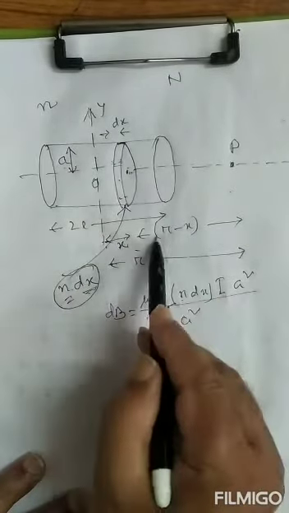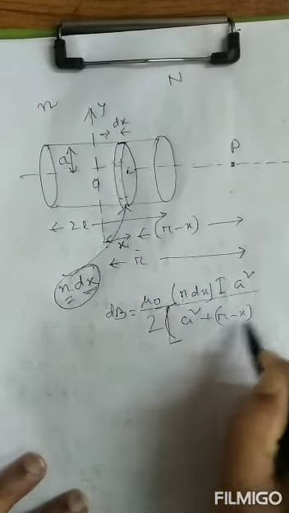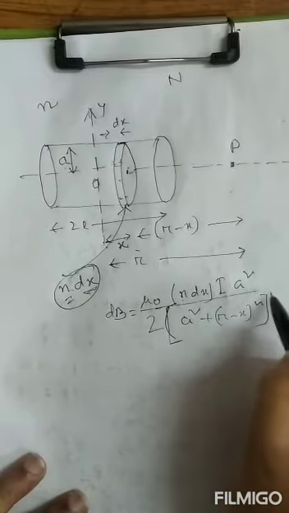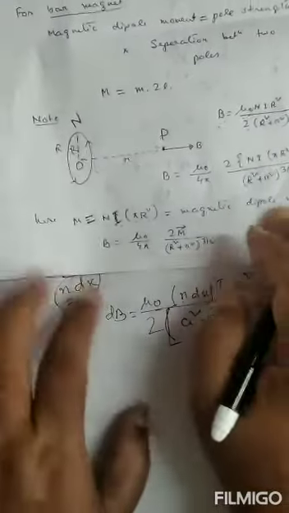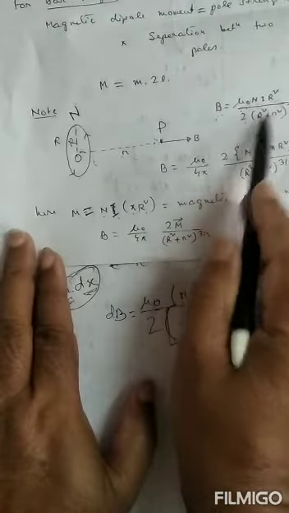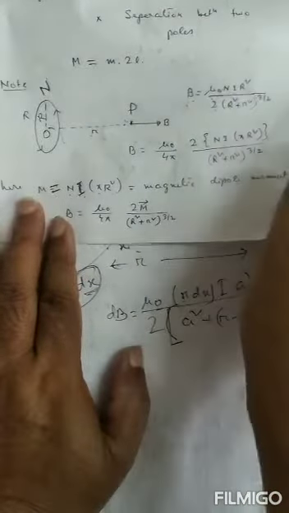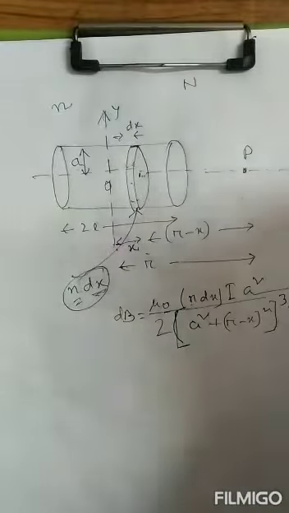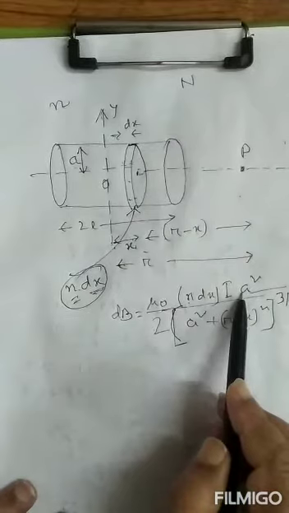From here to here, the distance is given by R minus x, so we have R minus x whole square, whole to the power 3 by 2. You just see it. This is the circular coil: mu 0 N I R square over twice R square plus R square whole to the power 3 by 2. So here also it is mu 0, capital N means n into dx, I, and radius square means A square.